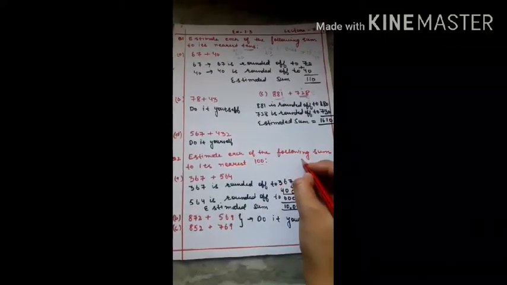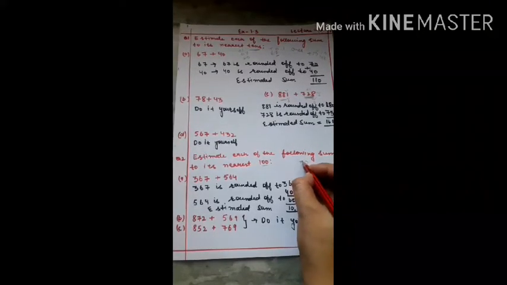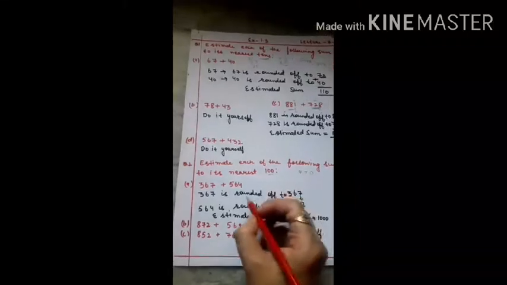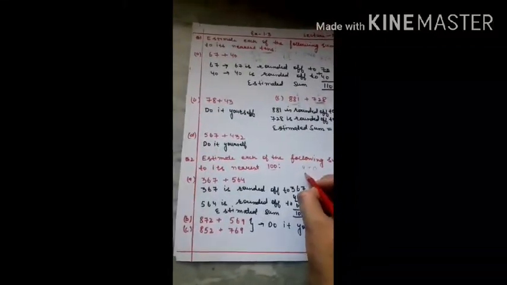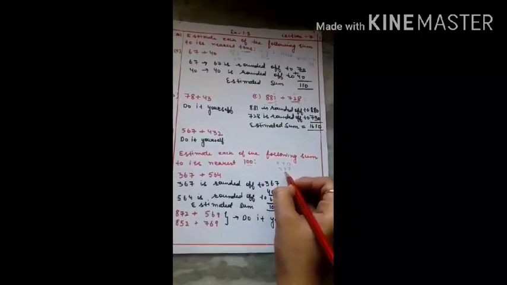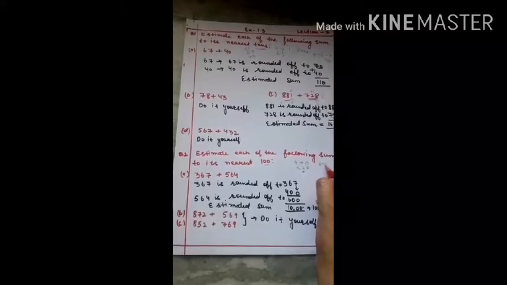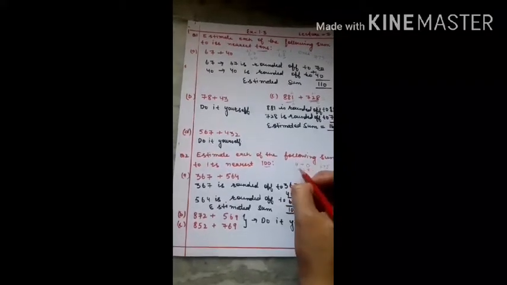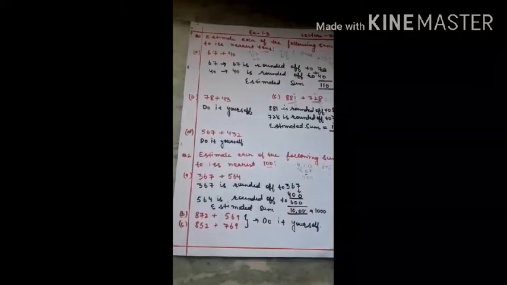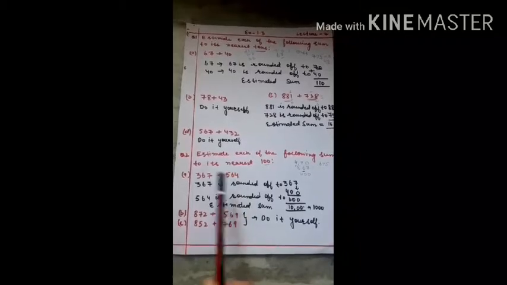The same applies for the nearest 100. In the case of the nearest 100, the ones place becomes 0, and you have to look at the tens place. You have to add plus 1 to the hundreds place. In this case I have 367. I have to look at the digit at the tens place. In this case 6 is greater than 5. So you'll add plus 1 here, it is rounded off to 400. Simply, class, you have to follow this procedure in the case of 564.